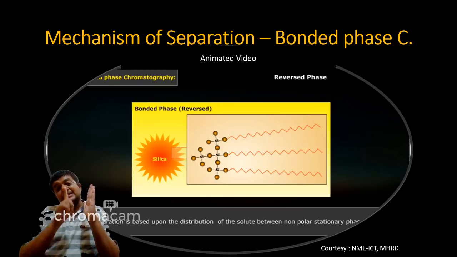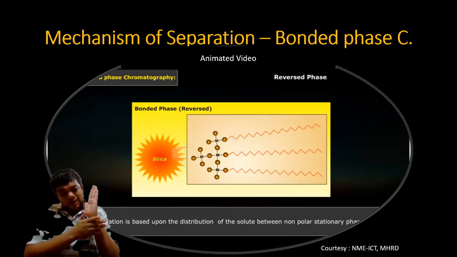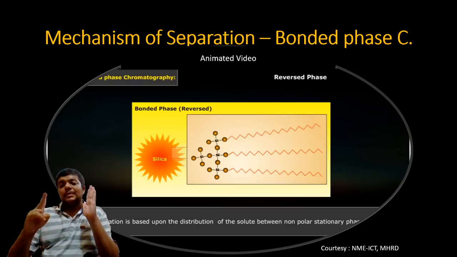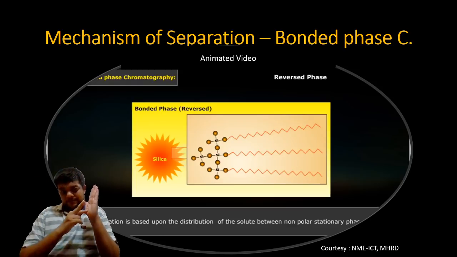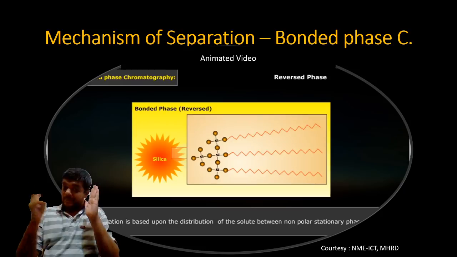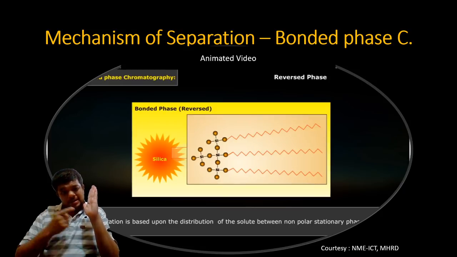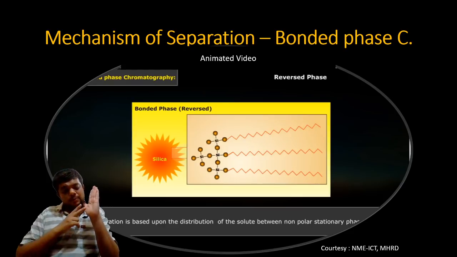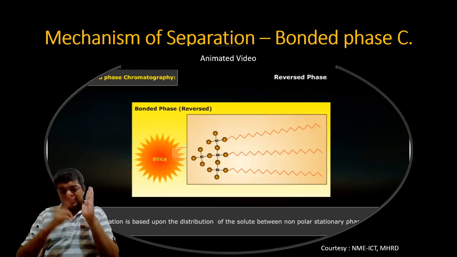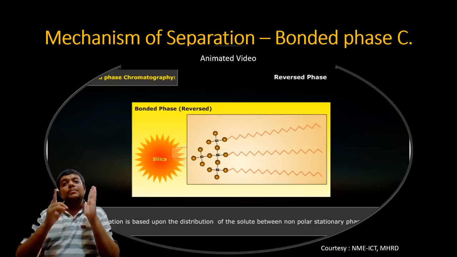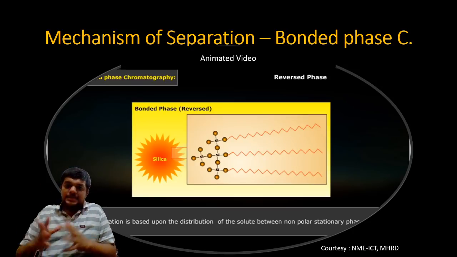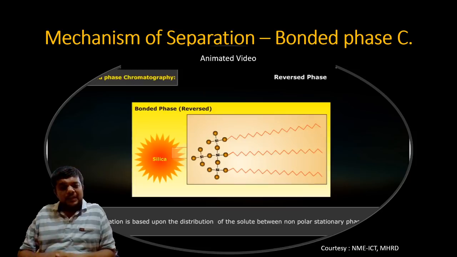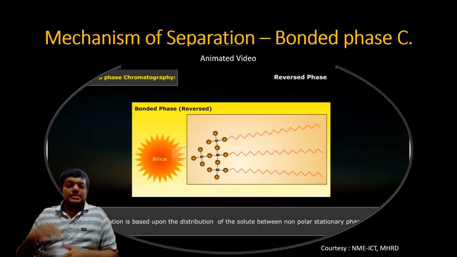Like attracts like. If your surface is polar, among these two samples, the polar surface will stick with the polar sample. But if your sample is polar and non-polar, and your surface is non-polar, then among these two samples, the non-polar surface will have attraction towards the non-polar sample. So this is fundamentally a bond kind of thing. Henceforth, we coin it as bonded phase chromatography.